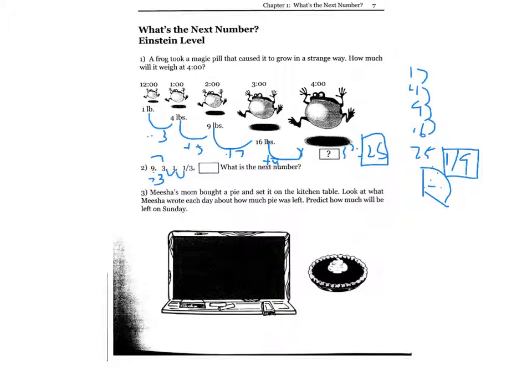Okay, so in this version, I can't really look and see what it is. I think it's a half, a fourth, an eighth, a 16th. How much is left each time?